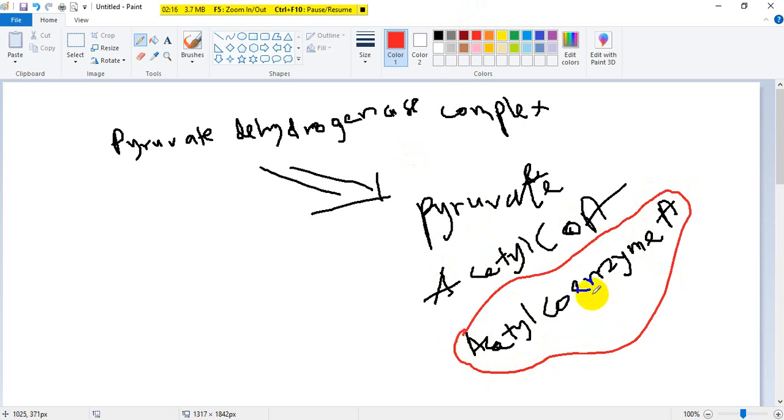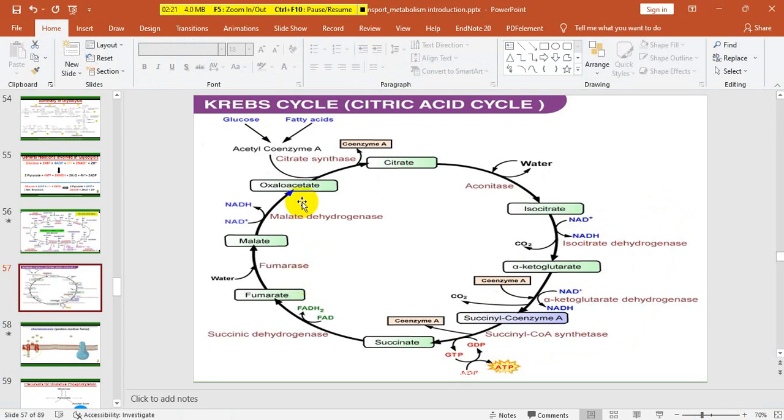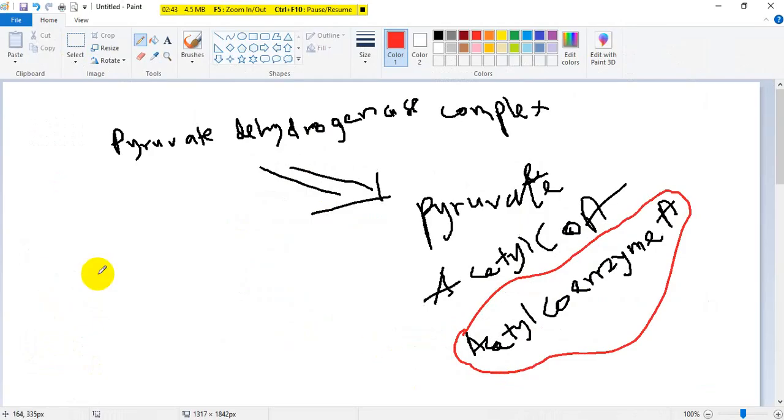the Krebs cycle, and it joins with oxaloacetate. Acetyl coenzyme A will join or react with oxaloacetate, and oxaloacetate is a 4-carbon molecule or compound. So acetyl coenzyme A is 2 carbon. We all know that acetyl is 2 carbons.